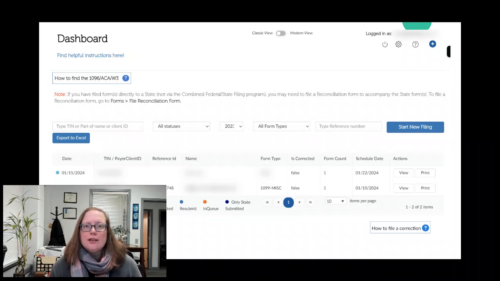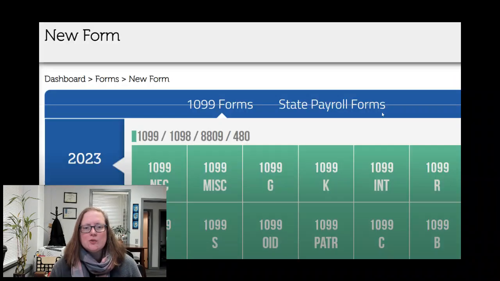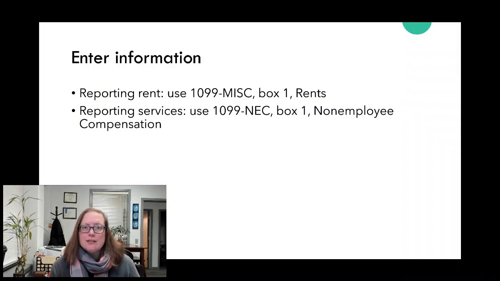So when you log into a platform like Tax 1099, there's often a button that says Start New Filing. In this case, it's here. When you start a new filing, it's going to ask you, what form are you filing? So the two that we are talking about today are the 1099 NEC, non-employee compensation, and the 1099 MISC. The 1099 MISC is what you're going to report rent on.